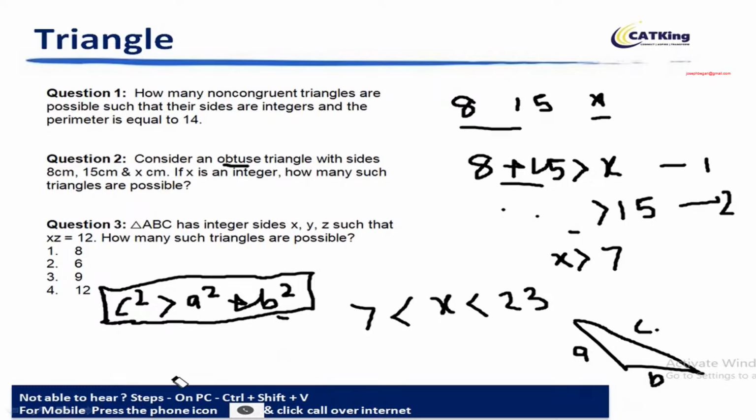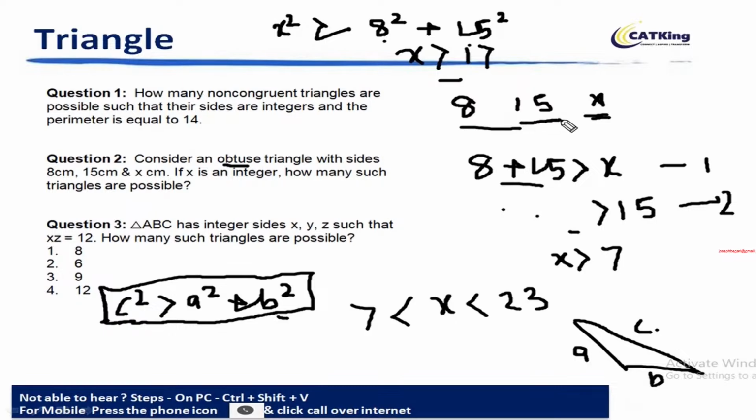So, what if the value of the largest side is x, then x square must be greater than how much? 8 square plus 15 square. 8 square is 64, 15 square is 225, 64 plus 225 is 289, which is 17 square. So x must be greater than 17. Right?